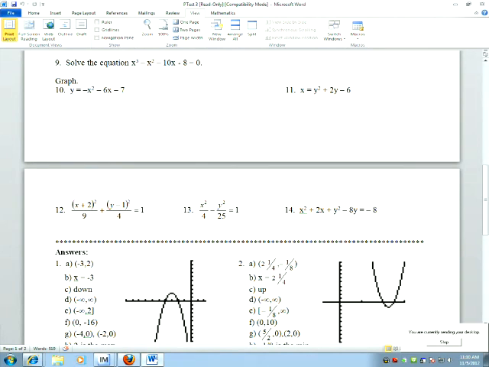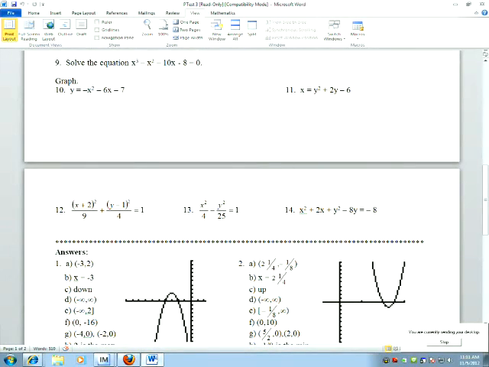Number 12 is definitely what? An ellipse, because both variables are squared with different but positive coefficients. Number 13 is definitely a hyperbola because one of the coefficients is negative. Number 14, what about number 14?